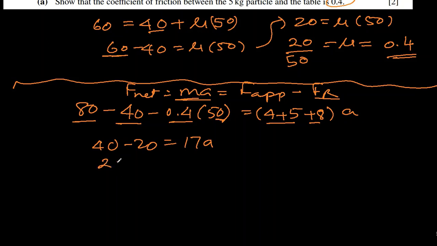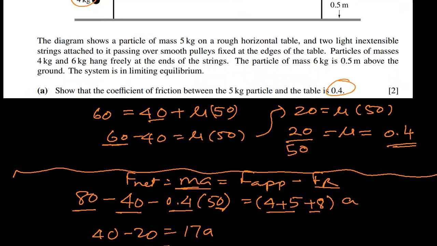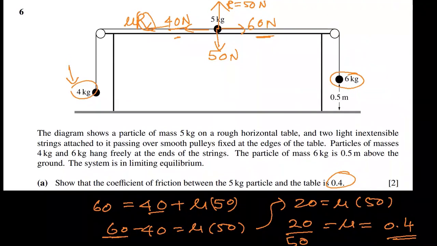So it becomes 20 equals 17a. A will be 20 over 17, and that will be 1.176 meters per second squared. That's the acceleration of the particle of 4 kg. Now they're asking for the tension in the strings.